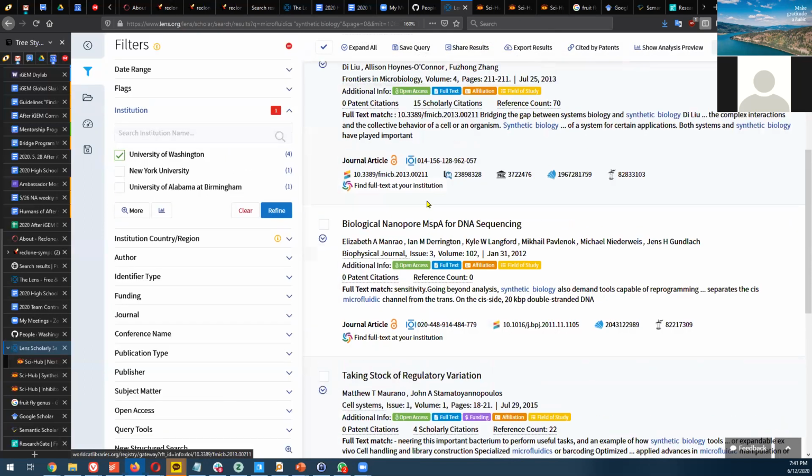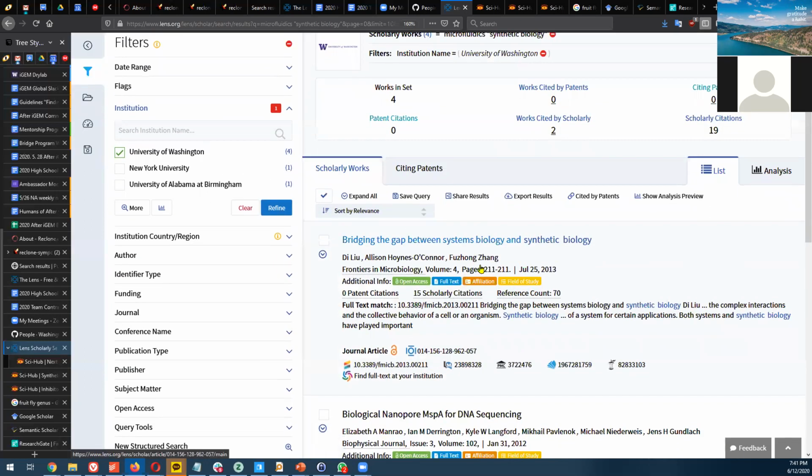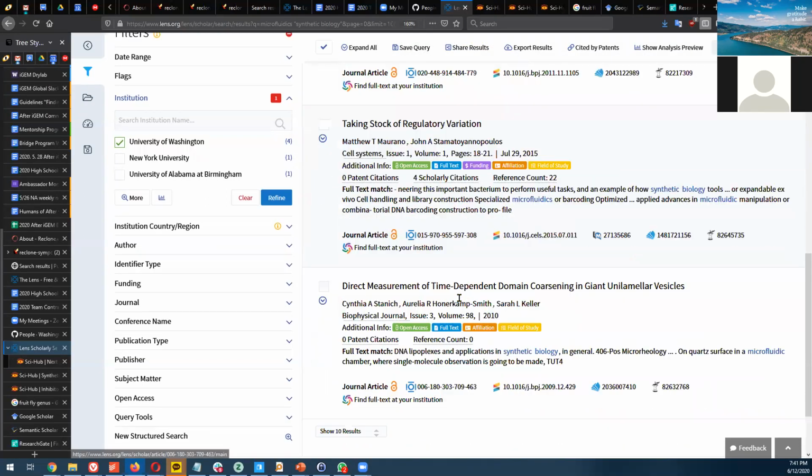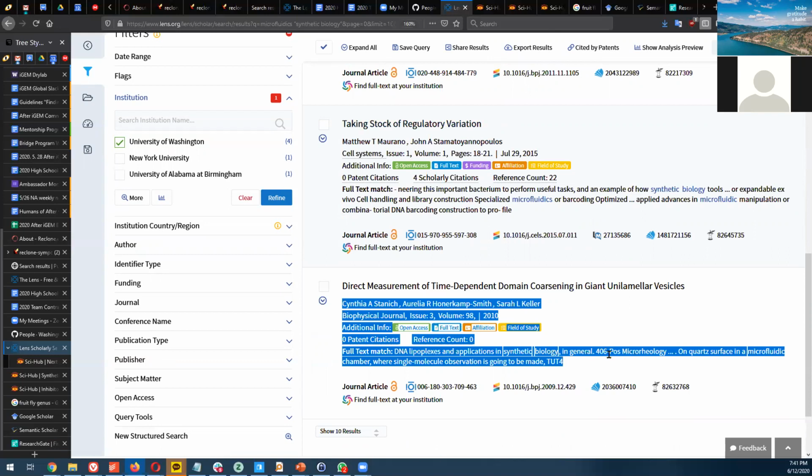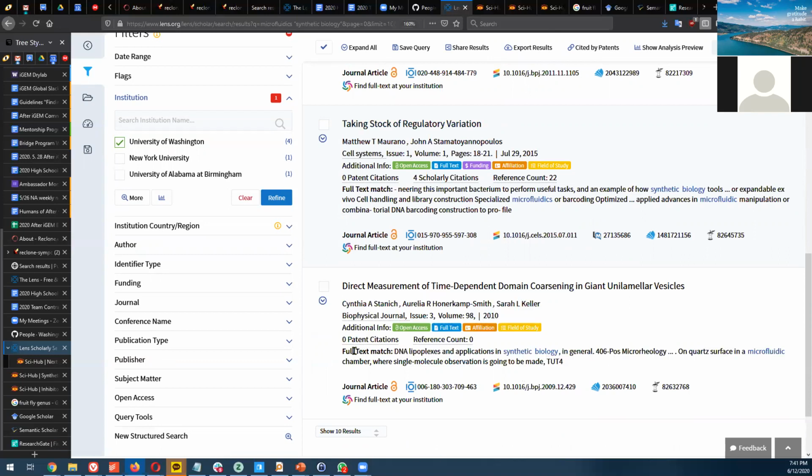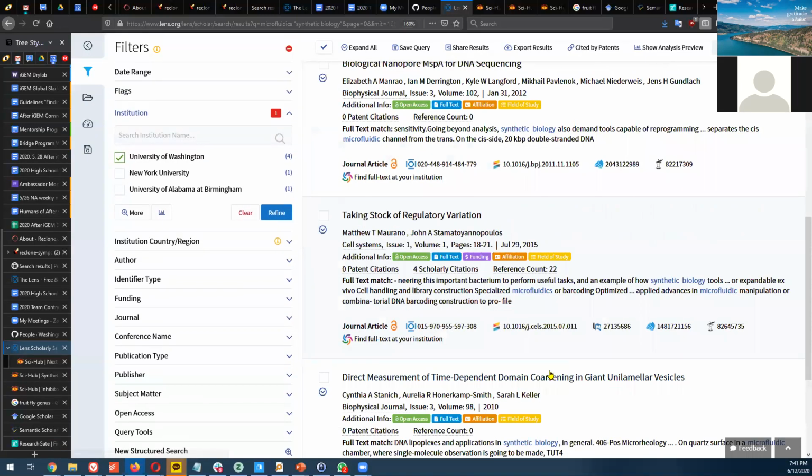I'm just looking at the titles and I'm thinking there is no mention of microfluidics in any of these. This one is really broad. This one is very specific, so this is probably a research article. And lens.org will show you where in the text it matches. It says, on quartz surface in a microfluidic chamber, where a single molecule observation is going to be made. This sounds like a methods thing, probably a sentence from the methods section, and they just happen to use a microfluidic device. It's probably not the main thing they're looking for. So I'm going to skip this.